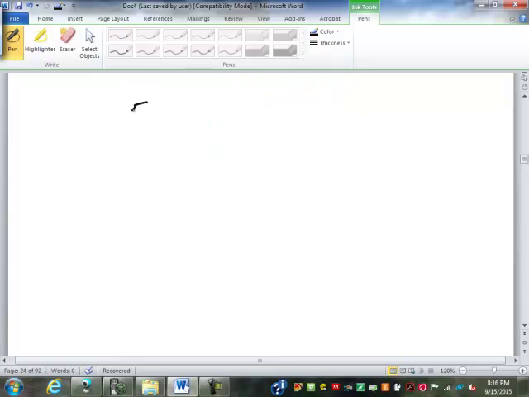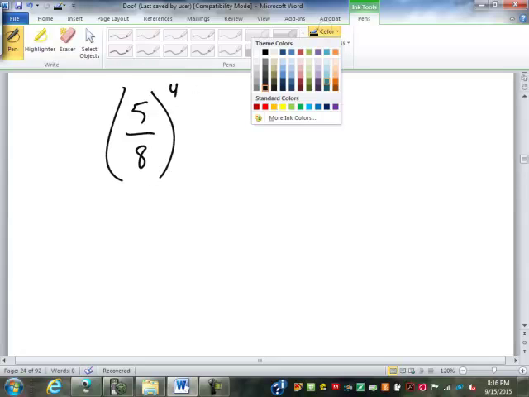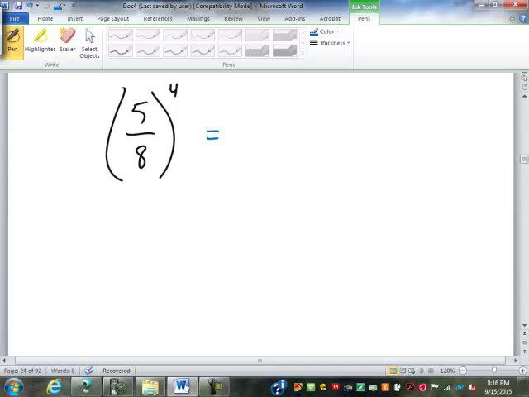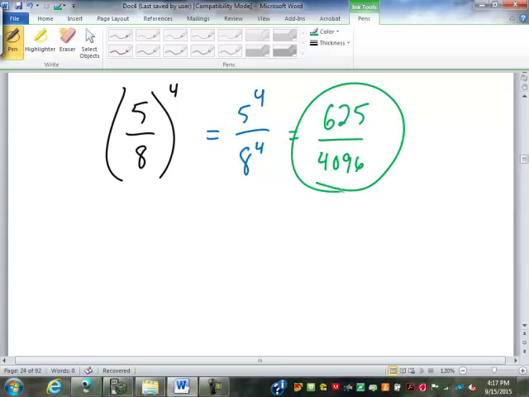So if I do 5/8 to the power of 4, do that in your notes quick. So I'm going to do 5 to the power of 4 over 8 to the power of 4. What is 5 to the power of 4? 625. 8 to the power of 4? 4,096. Good. And that's it. Can that be reduced? No.